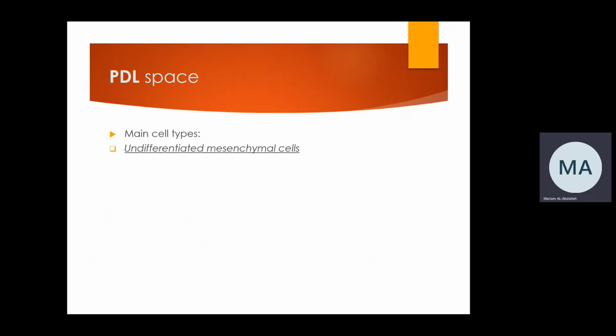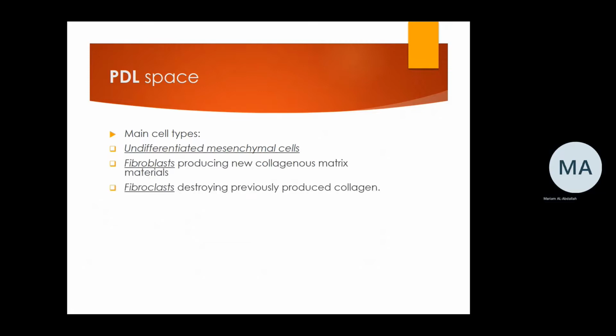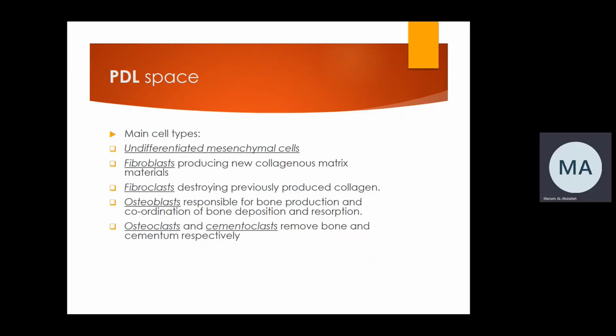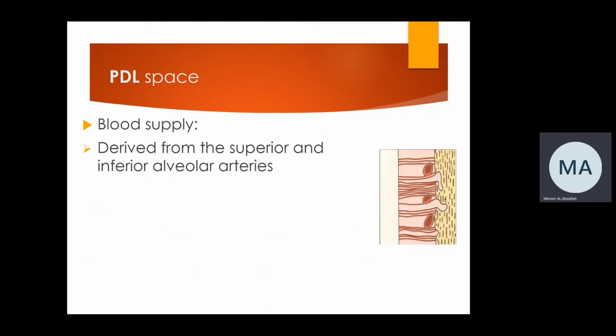Now, we said that there are cells within the periodontal ligament space. These include undifferentiated mesenchymal cells, and then cells that are responsible for remodeling the collagen fibers: the fibroblasts, which produce new collagenous matrix material, and the fibroclasts, which destroy previously produced collagen. Then we have cells that are responsible for bone remodeling. That includes osteoblasts, which are responsible for bone production, yet are also responsible for coordinating bone deposition and resorption. Osteoclasts are responsible for removing bone. Cementoclasts are the cells responsible for removing cementum. Macrophages account for about 4% of the cell population. So these are the main cells that could be found within this space.